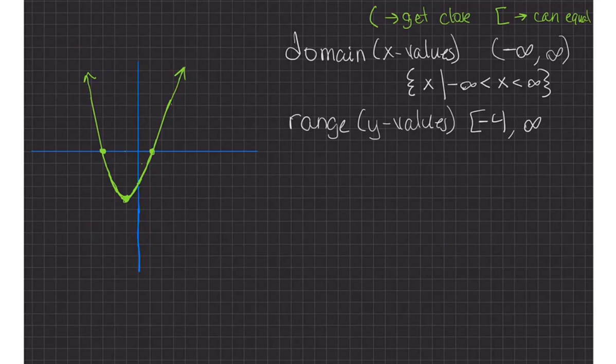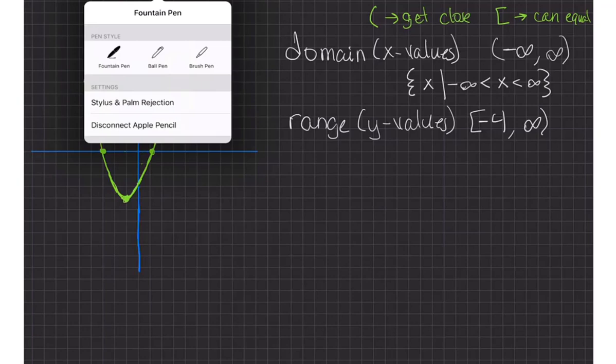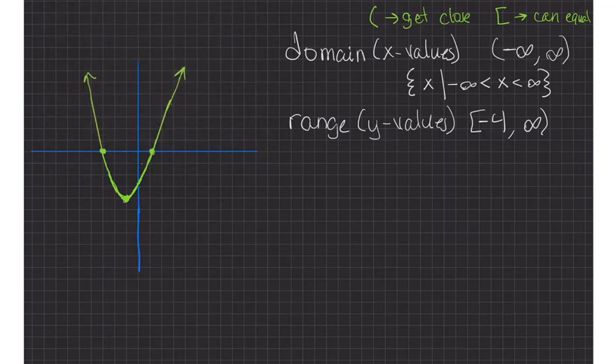Can I be infinity? Nope, I can only get really close to infinity. All right. So we got domain, we got range. So now let's talk about x-intercept, and then we'll talk about y-intercept next.